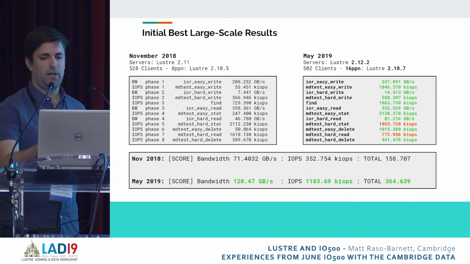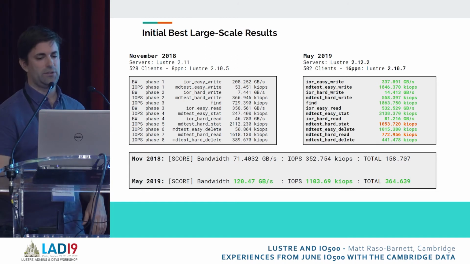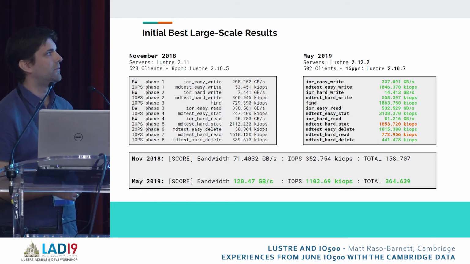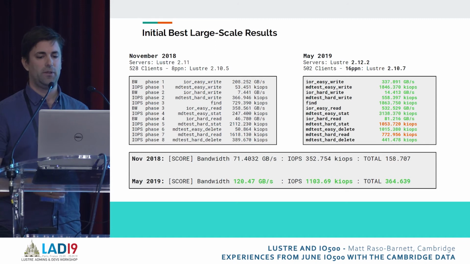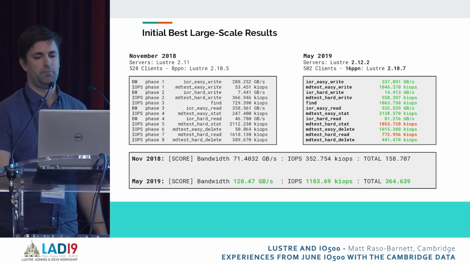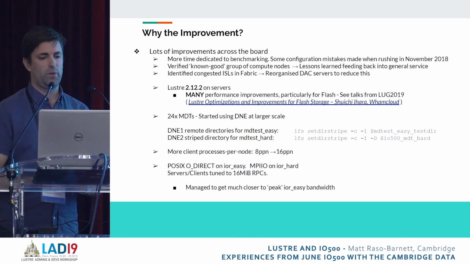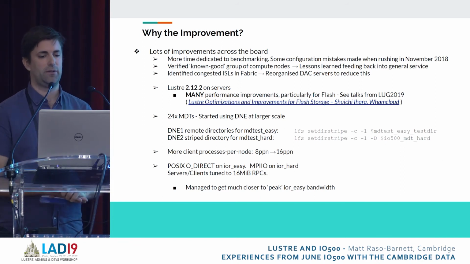The main thing I really want to draw attention to is the MD test easy write performance. That had a massive improvement, and that was very directly attributable to using DNE, which we weren't doing properly before. There were lots of improvements, some general ones, like I said: a bit more time dedicated to benchmarking helped avoid some bad mistakes, and the known good nodes, as I mentioned before.